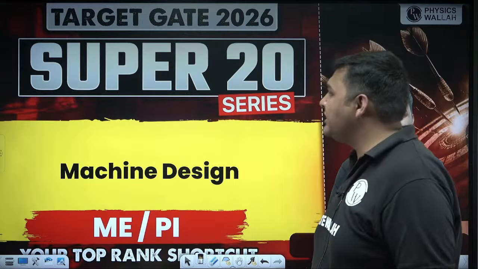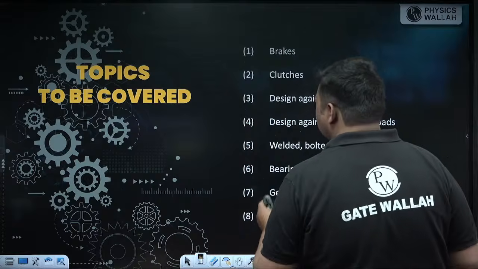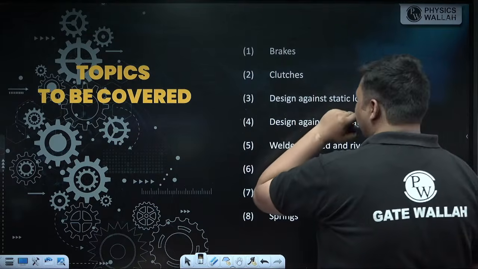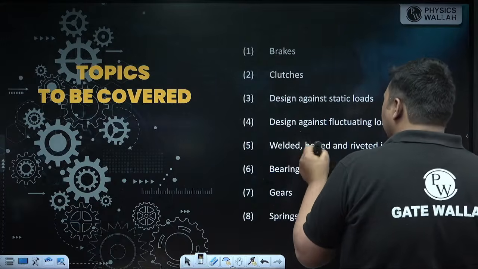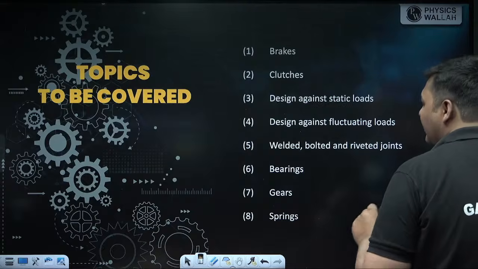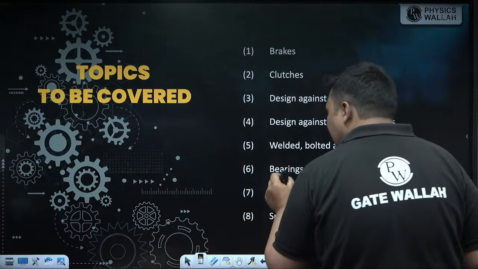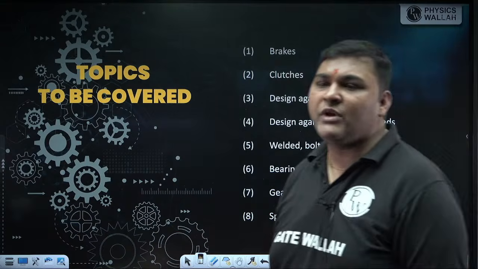In machine design, we are going to cover these particular chapters. First we'll discuss questions on brakes, then clutches, then design against static load, design against fluctuating load, welded, bolted and riveted joints, bearings, gears and springs. These are the chapters whose questions we are going to discuss today.